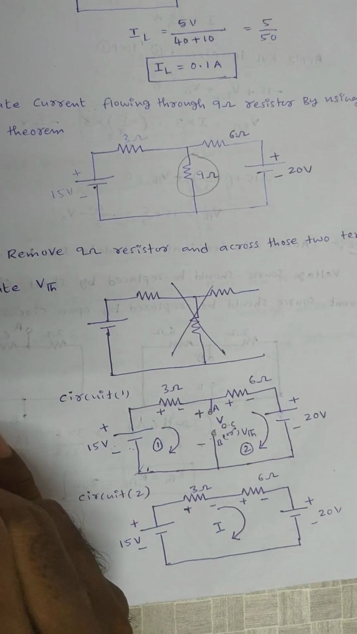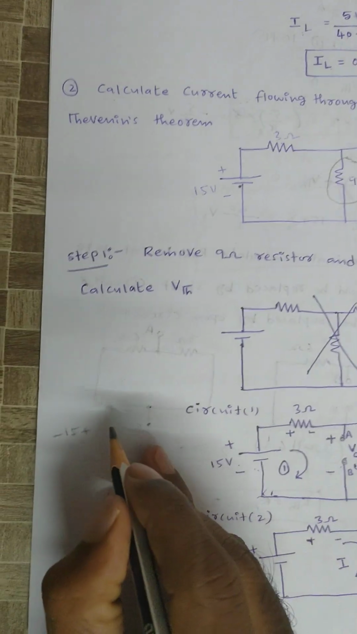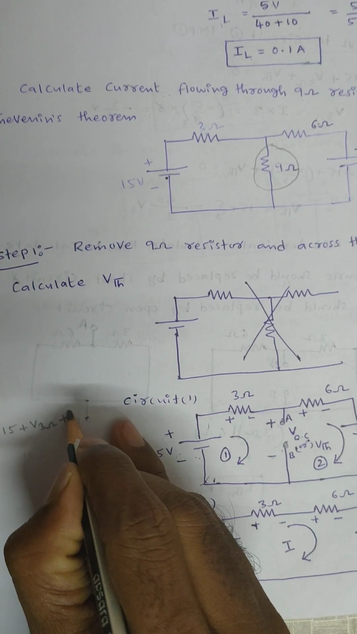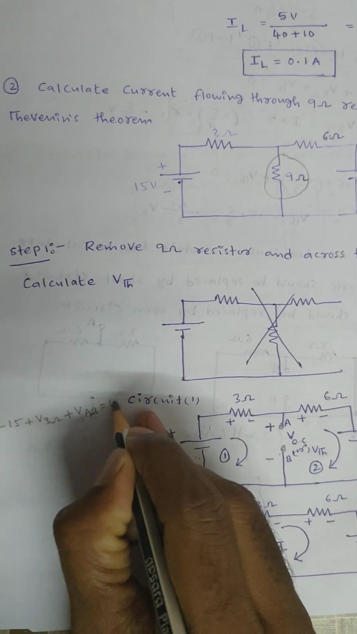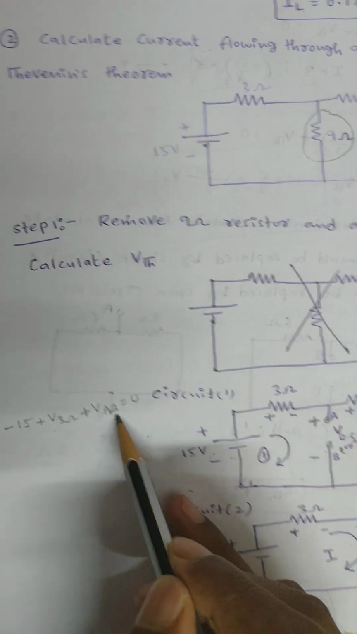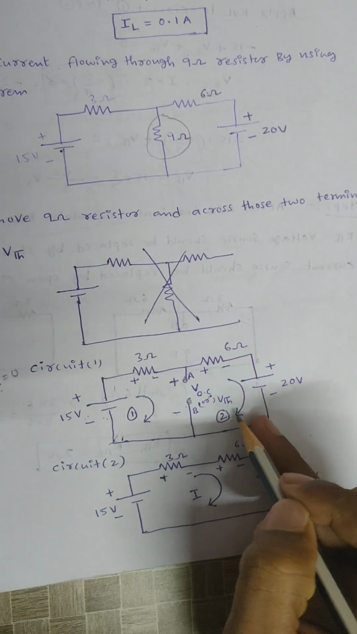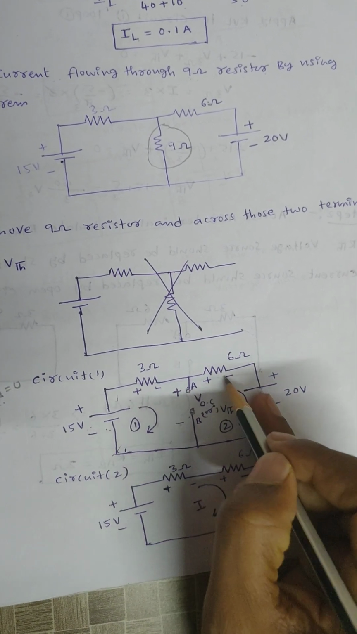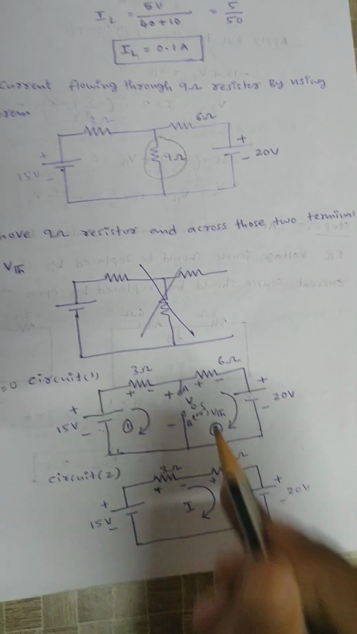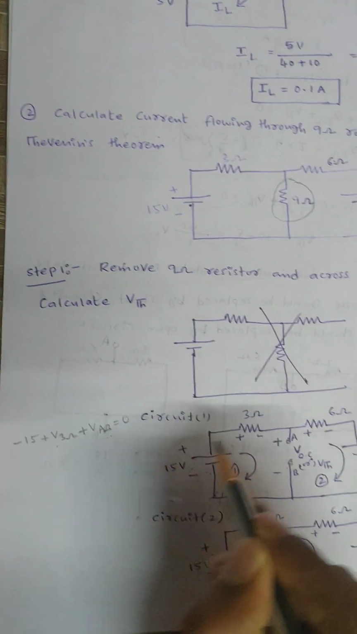Minus 15 plus the voltage across the 3 ohm, plus VAB, which is nothing but VOC, is equal to 0, right? From loop 1 I will get VAB. VAB is nothing but the open circuit voltage or Thevenin's voltage, right? Or from loop 2 also you may calculate it: minus the voltage across the 6 ohm plus 20, again from this loop plus VTH is equal to 0. Here I can consider only loop 1.